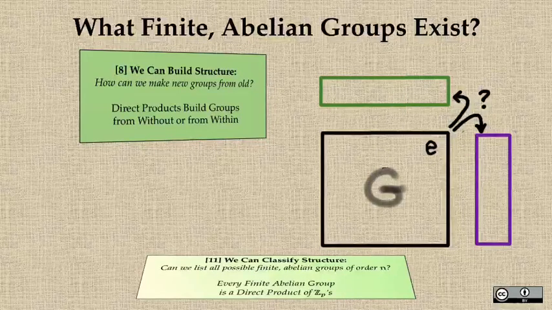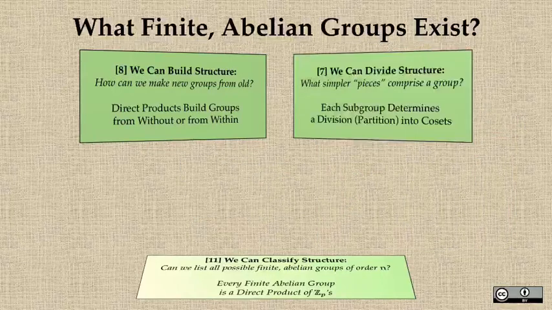But in order to get where we're going with this theorem, we also need to know how to do the opposite: how to take a group and break it apart into pieces that would go back together using a direct product to give me the original group. So how do I also break a group apart? And that's what Standard 7 is chiefly about. Standard 7, that we're going to talk about today, is about dividing the structure of a group up to discover its constituent pieces.